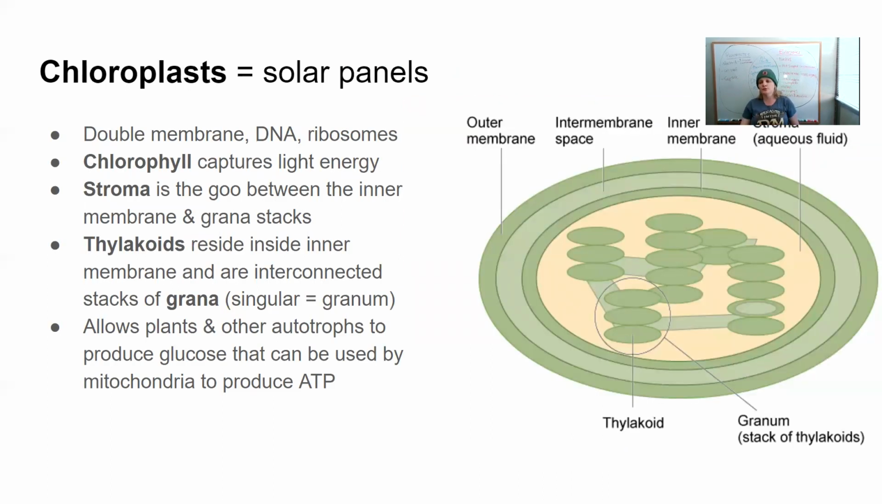Chloroplasts, these are basically the solar panels of the cells. They have a double membrane, they have DNA, they have ribosomes. Again, this is another example of that endosymbiosis hypothesis, where we see these organelles have the same structure and function as prokaryotic cells, and we think that these things were being taken in and then incorporated into the function of this larger other cell.